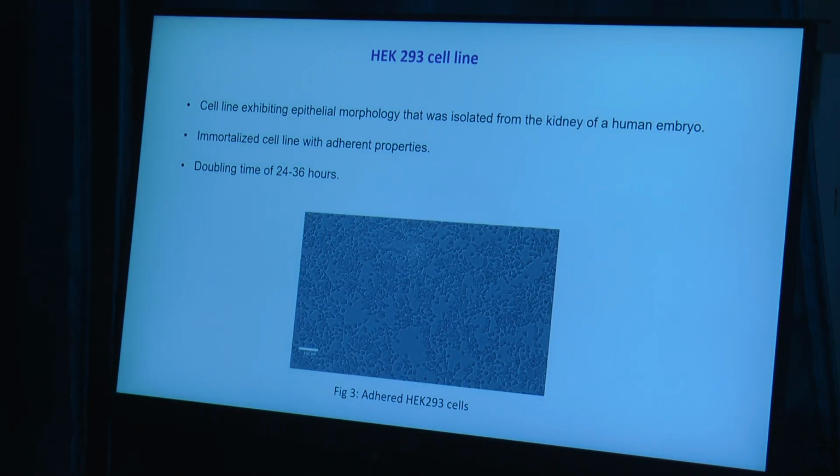These cells also have an adherent property, meaning in whichever flask we culture them, they adhere themselves to the surface. This is a view of the adhered HEK293 cells.